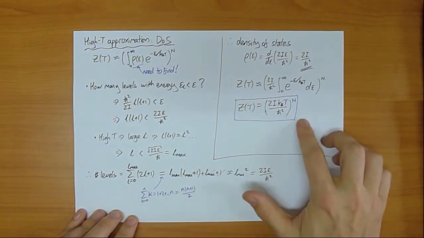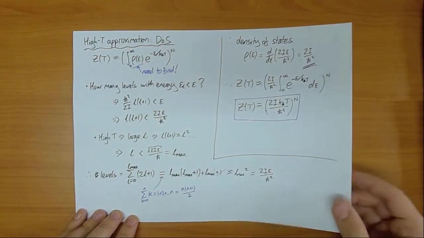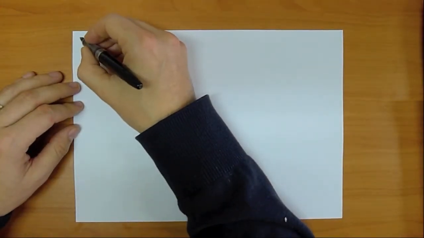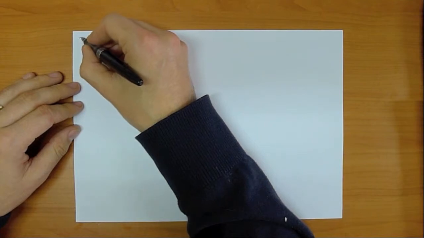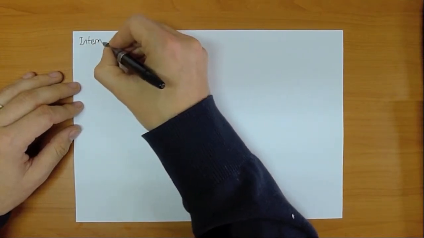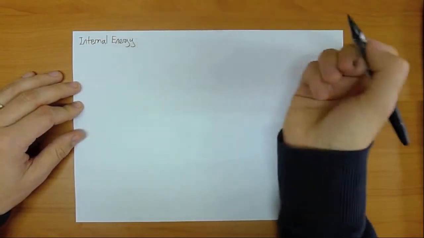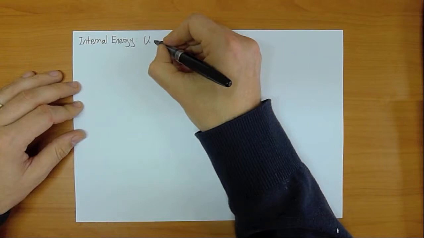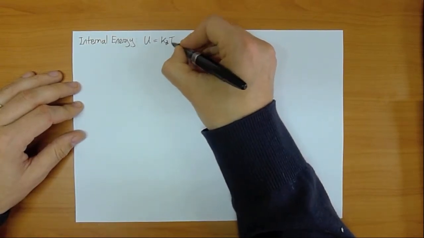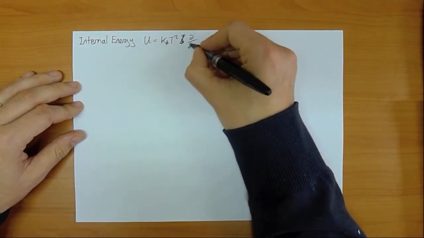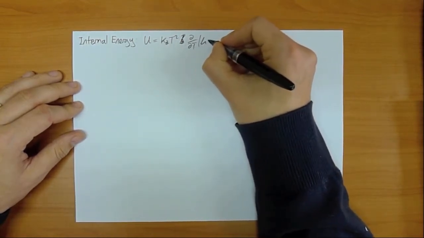Now let's use this form to find what the heat capacity is going to be. So we want to find the heat capacity. First we'll find the internal energy. We have the equation for internal energy in terms of the partition function, this one. Sorry, k_B T squared times the derivative of the log of the partition function.